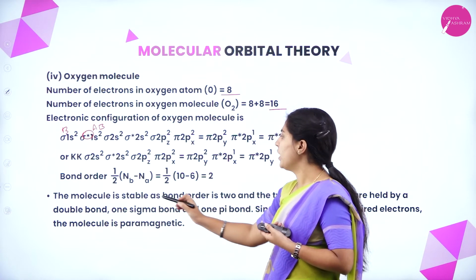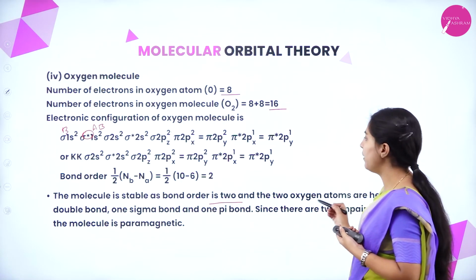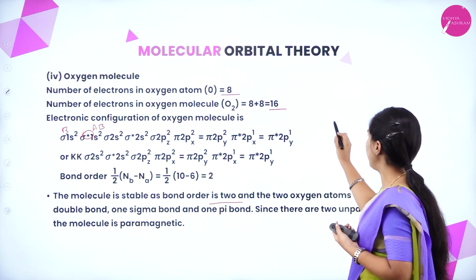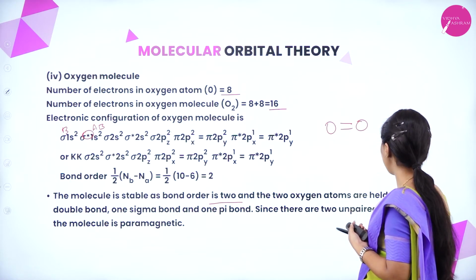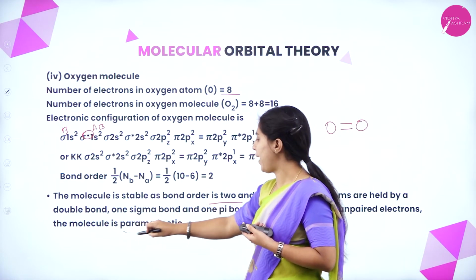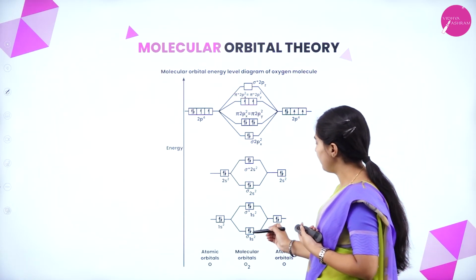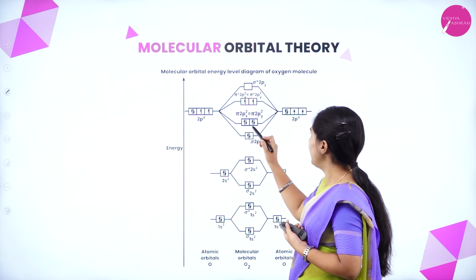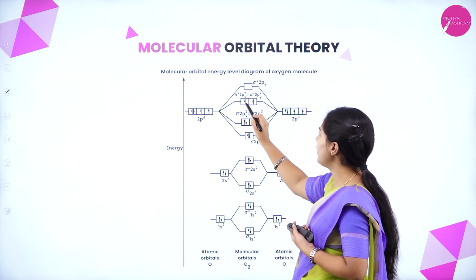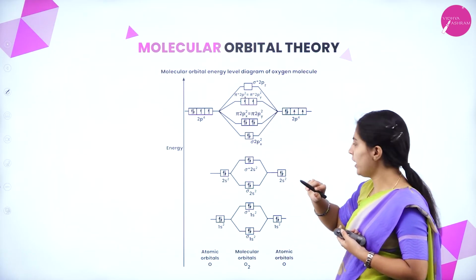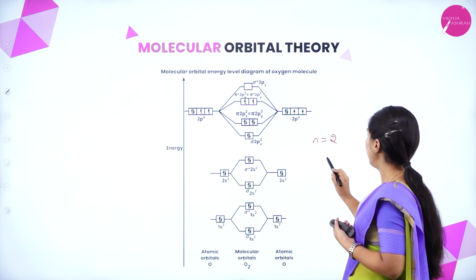They have not considered that. The molecule is stable as the bond order is 2 and the 2 oxygen atoms are held by a double bond, 1 sigma and 1 pi bond. Usually the oxygen will be present like this. Since there are 2 unpaired electrons, the molecule is paramagnetic. We'll see where it is unpaired. See here, it is filled. It is also filled, completely filled. Here also, but here, in the excited state, pi star 2px and pi star 2py have 2 unpaired electrons. If unpaired electrons are there, n equal to 2, what is the formula?